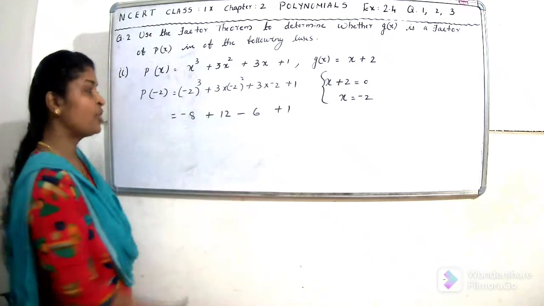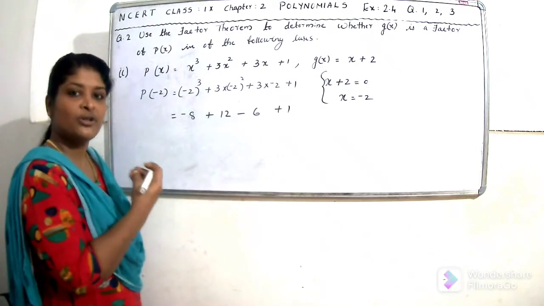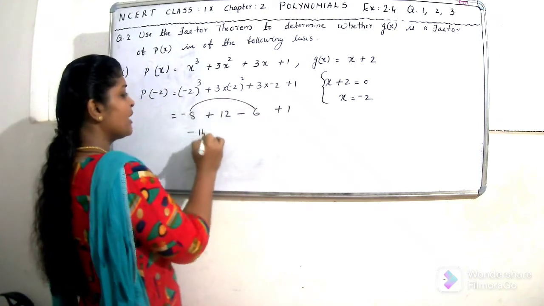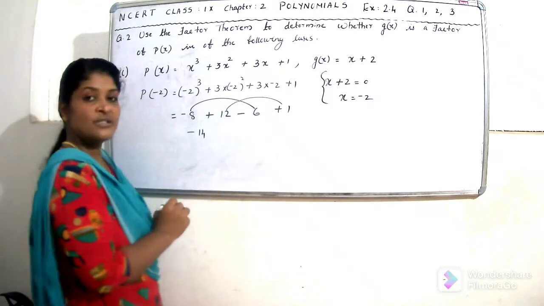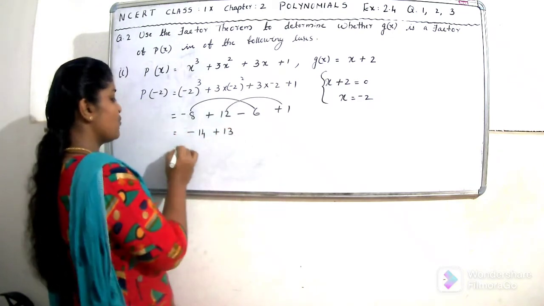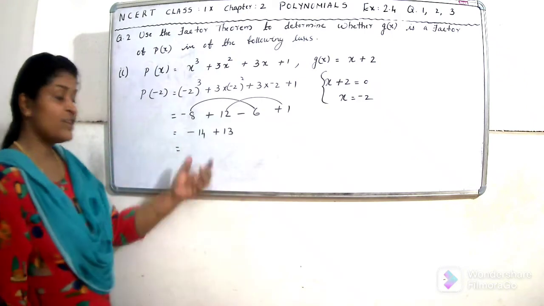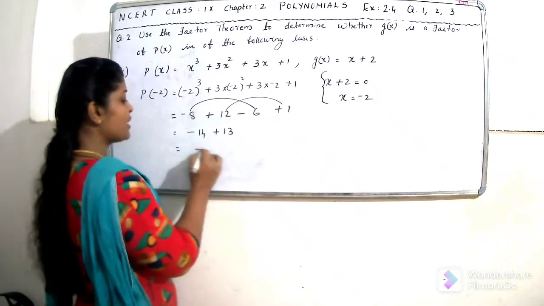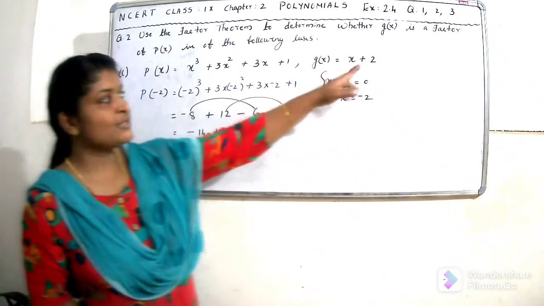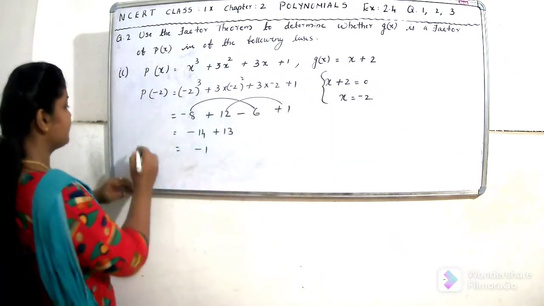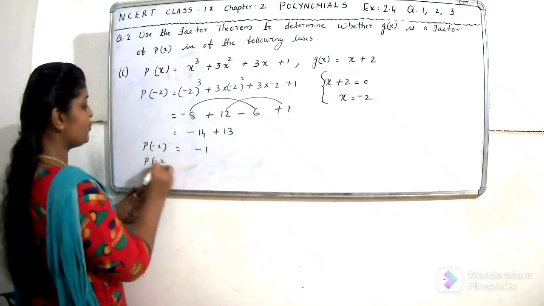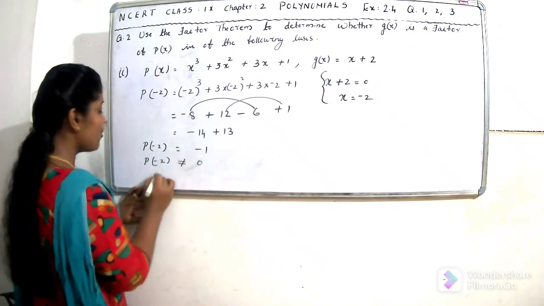Here negative numbers are there and positive numbers are also there. So what is the shortcut? All the negatives you add together, all the positives you add together. 8 and 6 when we add, we get negative 14. 12 and 1 when we add, we get positive 13. These two have different signs, so we subtract, and we get negative 1. We are not getting 0, so that means x plus 2 is not a factor. So P of negative 2 is not equal to 0.